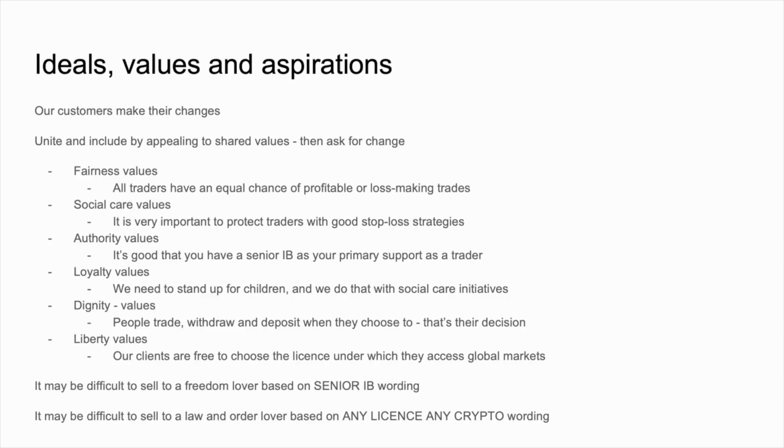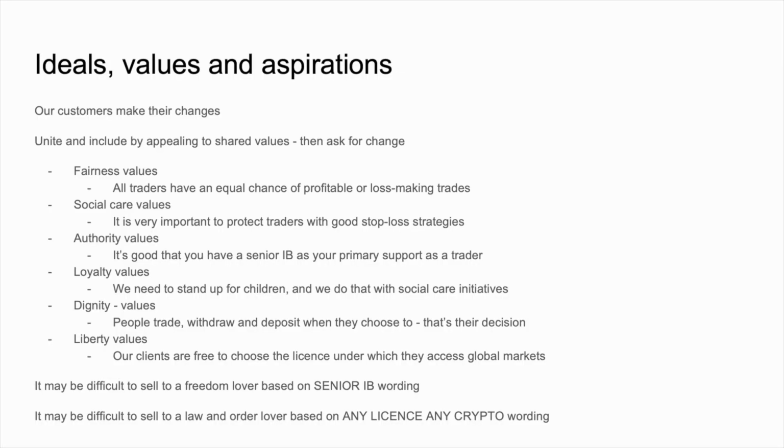There are fairness values, and in that case, it's all about an equal chance and perhaps an equal chance of profitable or loss-making trades, for instance. But with those words, you're appealing to people who have strong fairness values. Social care values. Well, it's very important to protect traders with good stop-loss strategies. So for some people that message will resonate if social care values are strong within that particular client.